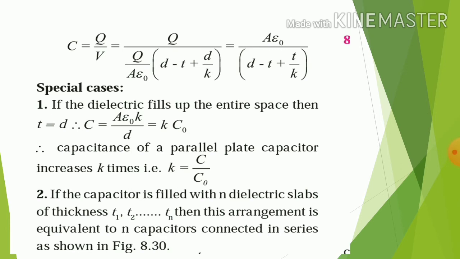So the correct step in this equation is C equal to Q divided by Q upon A epsilon 0 into bracket d minus t plus small t upon K. This is the correct step, but this should not be shown on the screen or in the textbook. This is the corrected step.